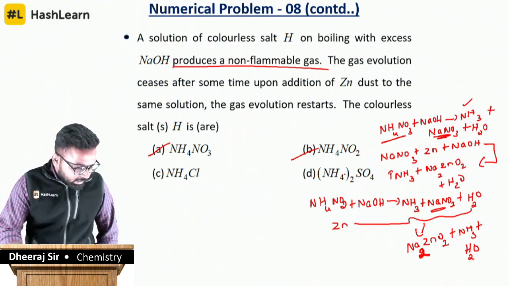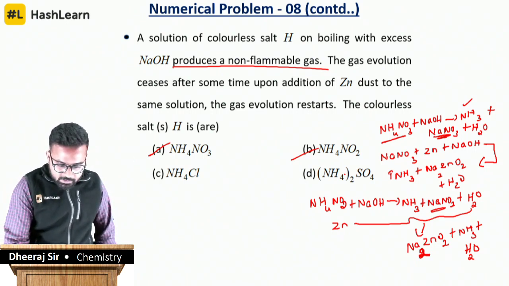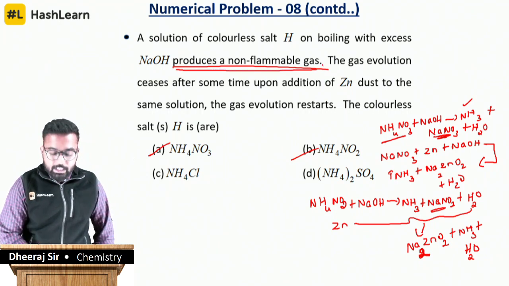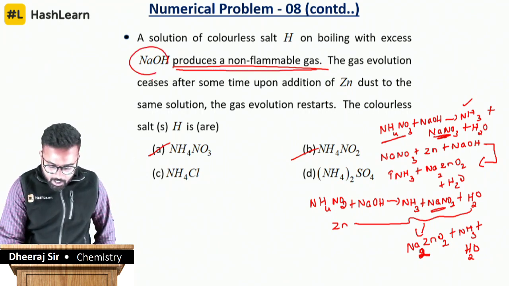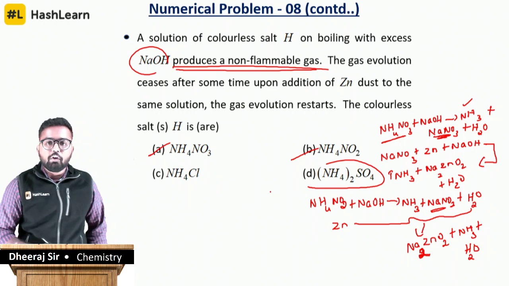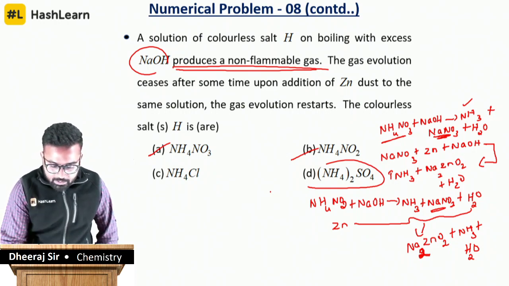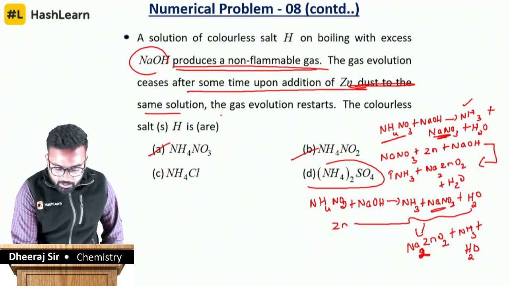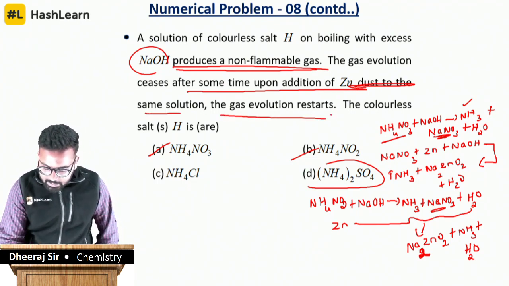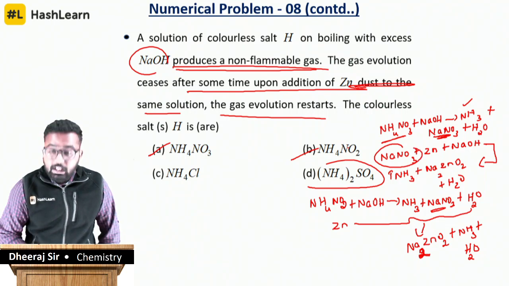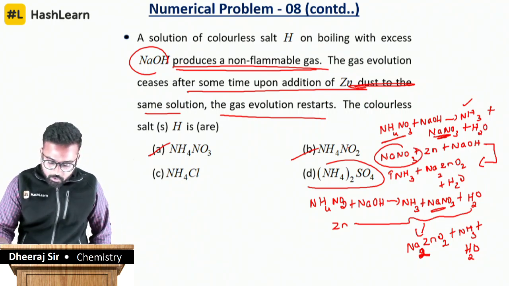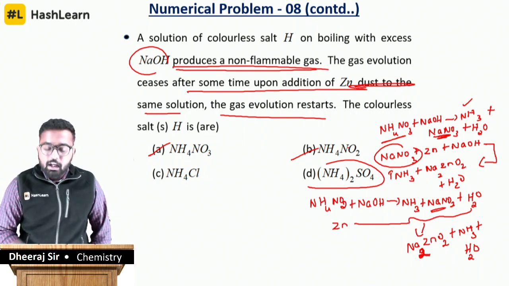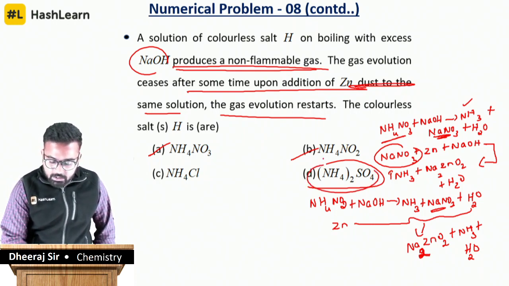It is pretty simple. If we are worrying about only the first step, that is, if I have production of a non-flammable gas on reaction with NaOH, I can take (NH4)2SO4 also, I can take ammonium sulfate. But if you look at the second case, after addition of Zn dust to the same solution, the evolution starts again. If you look at the reaction, Zn has to have sodium nitrate or sodium nitrite in order to start producing ammonia again, which would not be possible in case of ammonium sulfate.